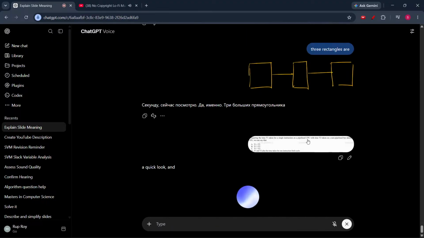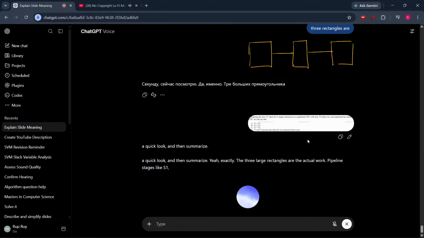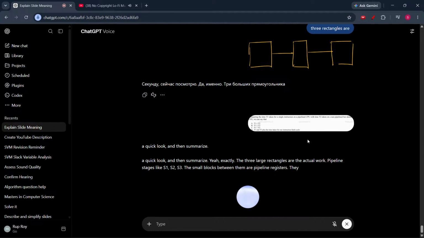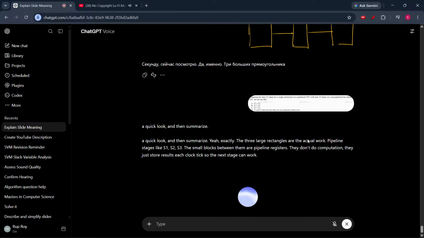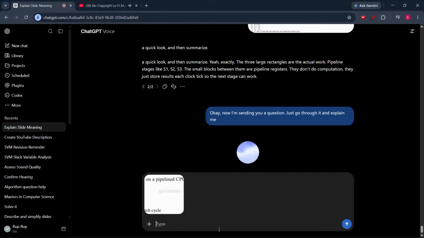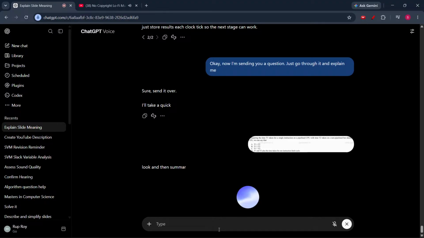A quick look and then summarize? Yeah, exactly. The 3 large rectangles are the actual work, pipeline stages like S1, S2, S3. The small blocks between them are pipeline registers. They don't do computation, they just store results each clock tick so the next stage can work. Okay, now I'm sending you a question. Just go through it and explain. Sure, send it over. I'll take a look and then summarize it.